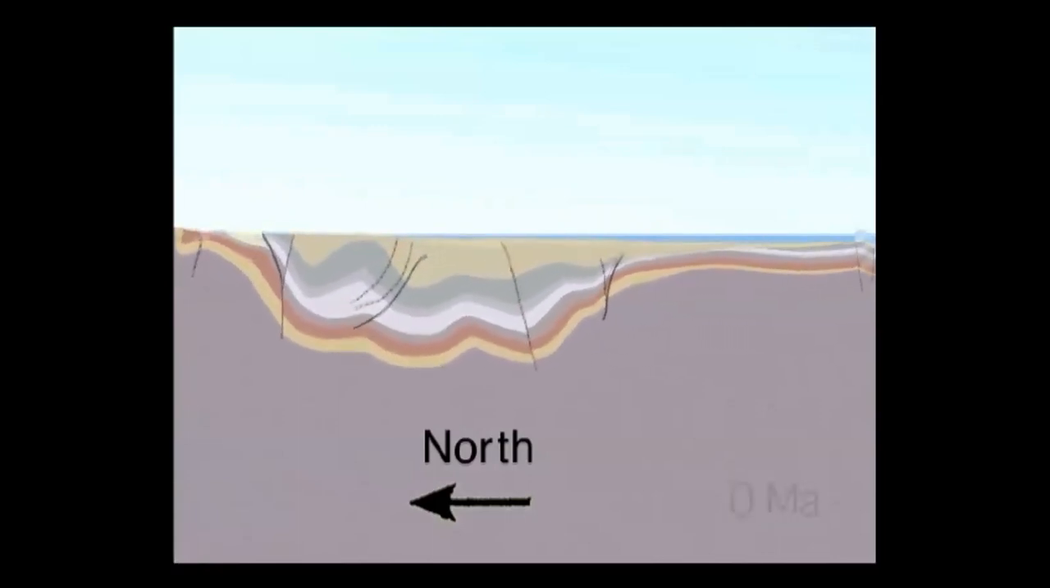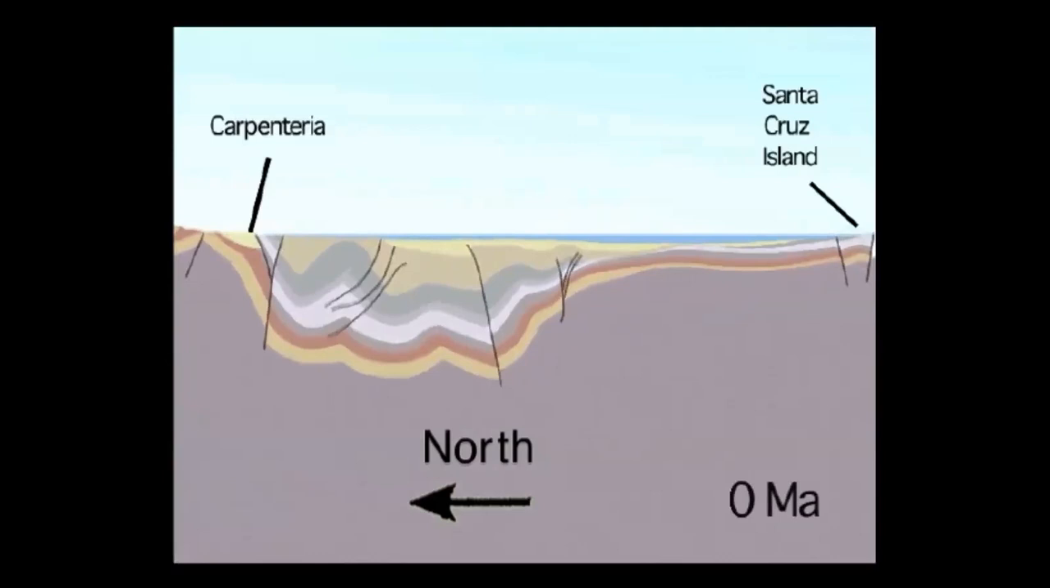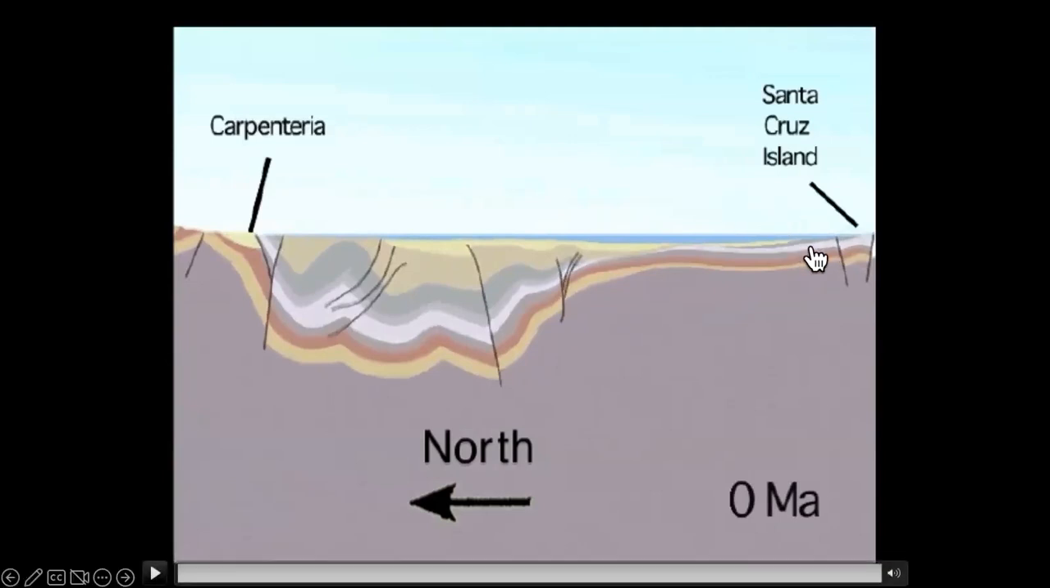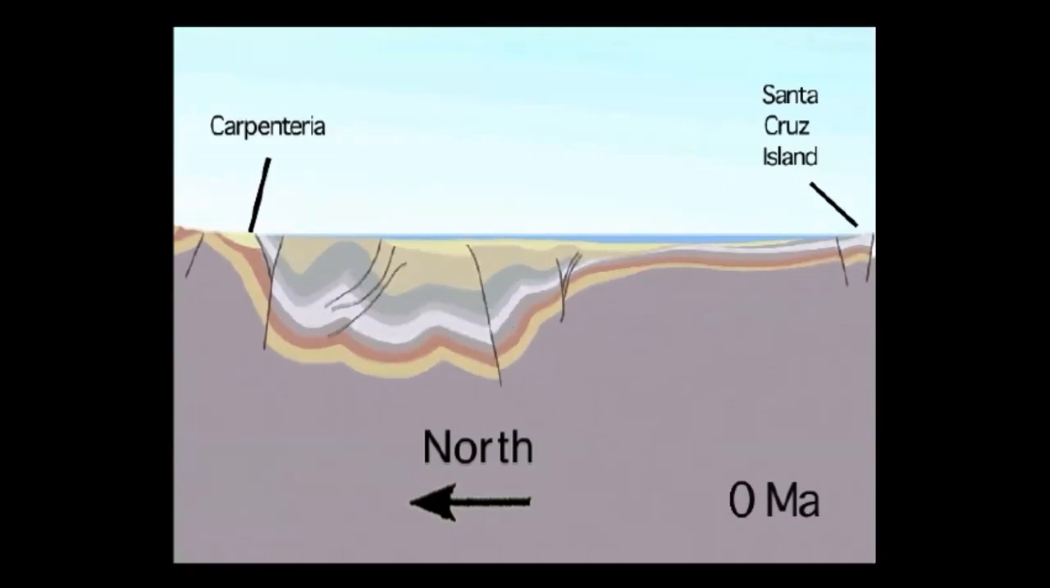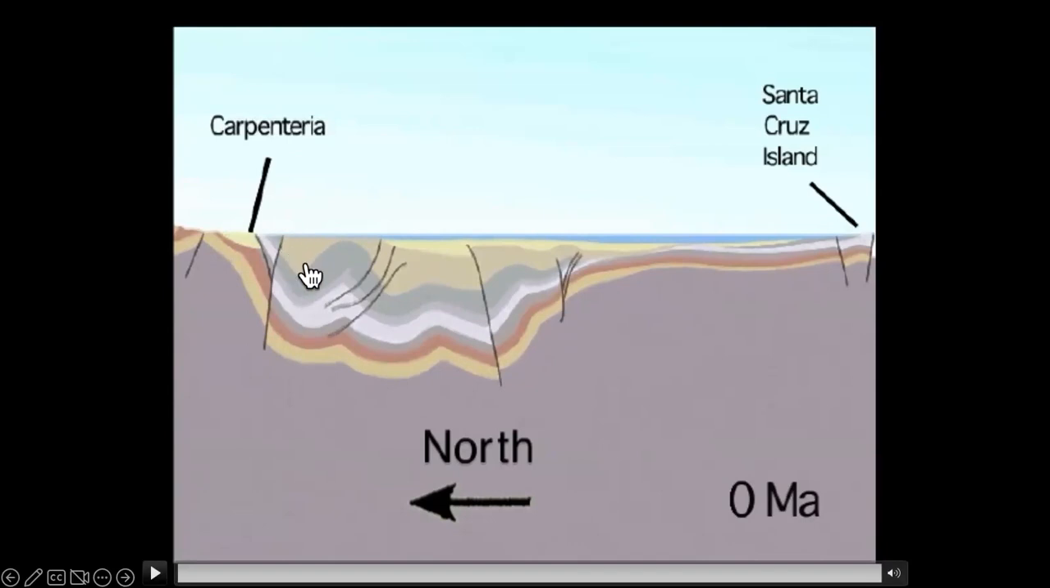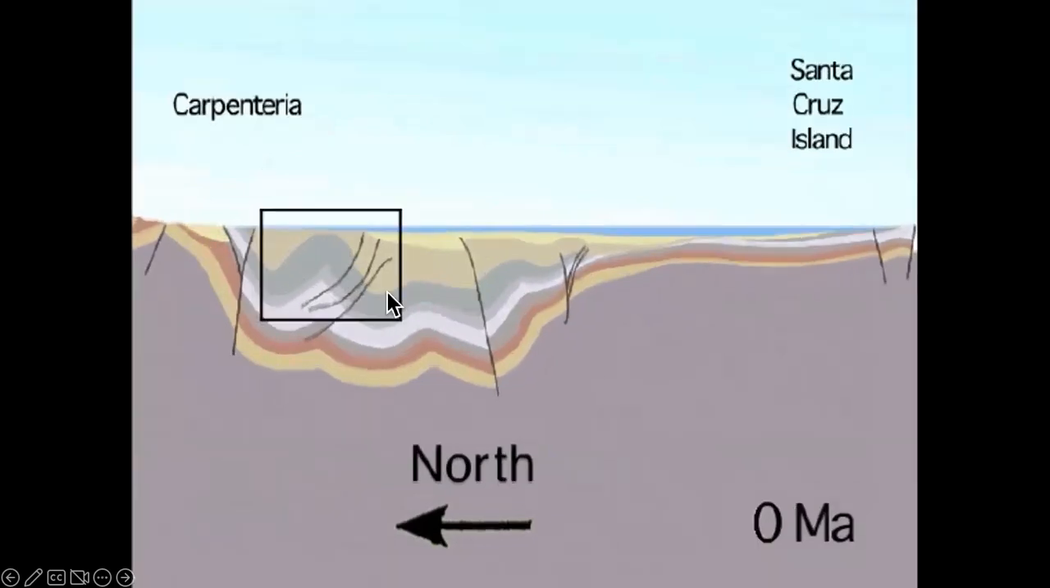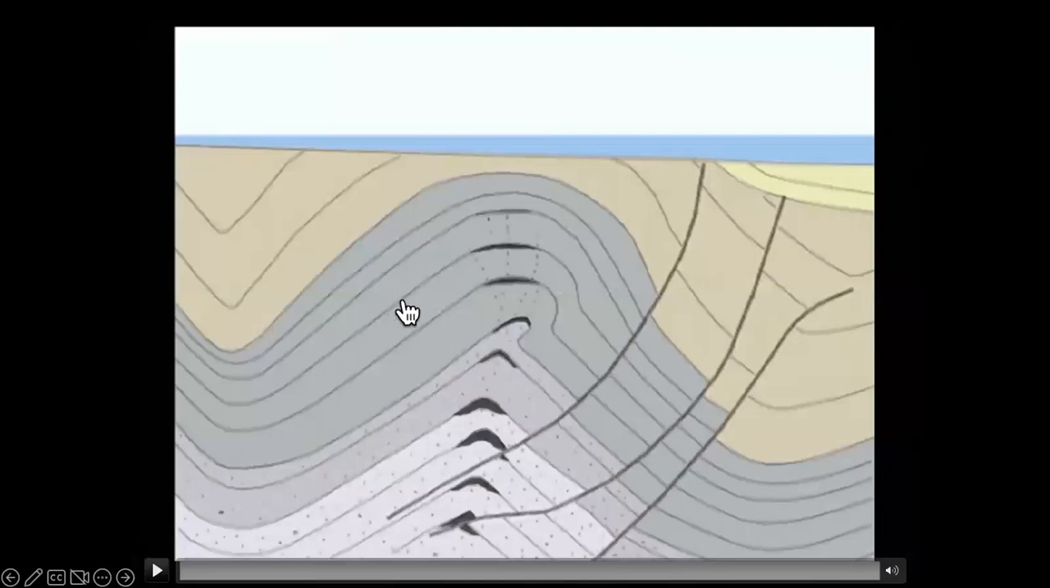Remember, it's being squashed and shortened, that whole piece. And so all the beds of sediment that were in there have all been folded and wrinkled. This cross-section was made from studies by the oil companies of what's underneath the water on that profile. And here it is, there's a big fold there. And if we look closely at that, we can see how this works.